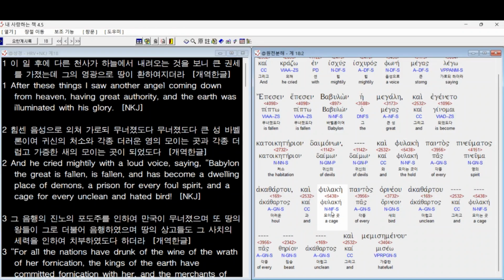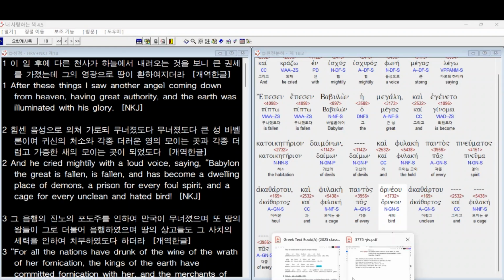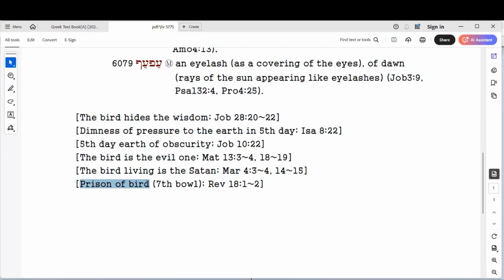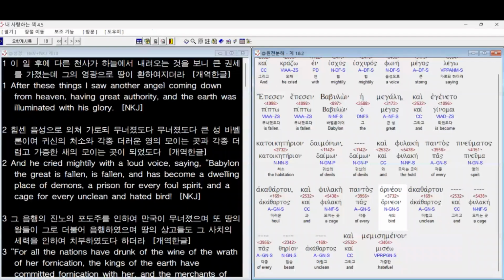You see here, phulake, 5438, 5438. Come on, translator. So prison of every unclean bird. This bird lives in Babylon, prison of a bird. A hated bird, an unclean bird. This woman is seated in this Babylon, seated on the beast.